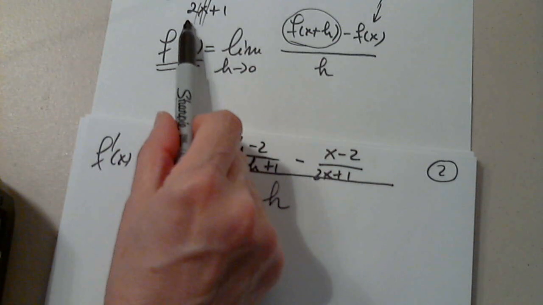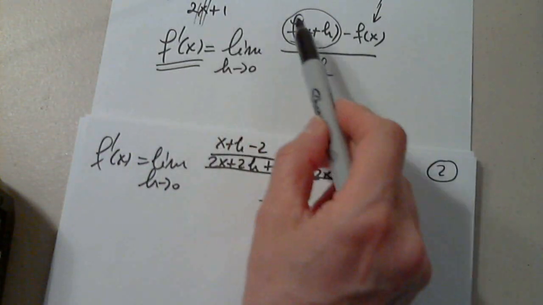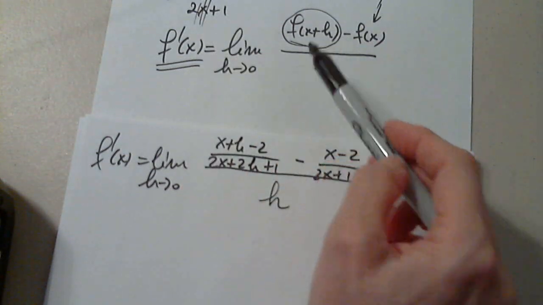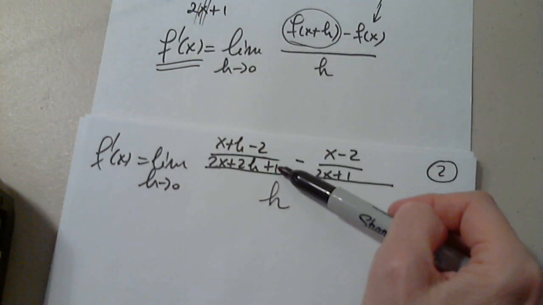Notice that I already distributed. So I have x is x plus h. 2 times x is 2x. 2 times h is 2h plus 1.